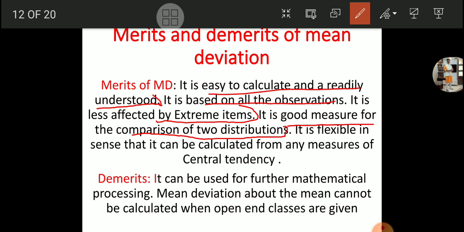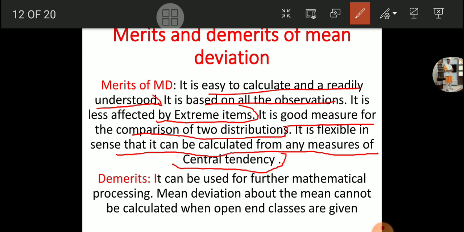It is flexible in the sense that it can be calculated from any measure of central tendency. This flexibility is not there in the case of the measures of central tendency, that is mean, mode and median, that we have studied already in unit 4. So we have the flexibility in the case of mean deviation, which is not there in the case of mean, mode and median.